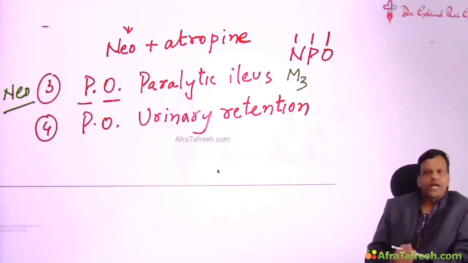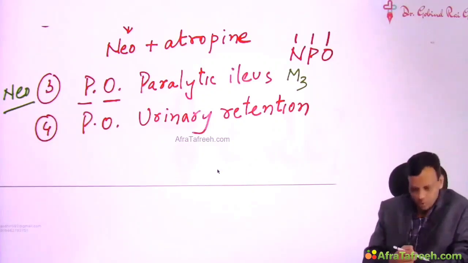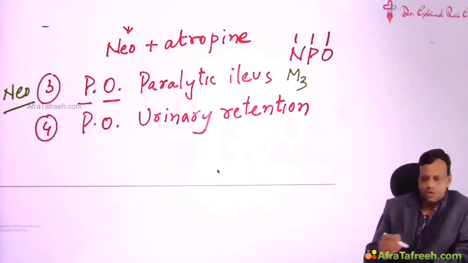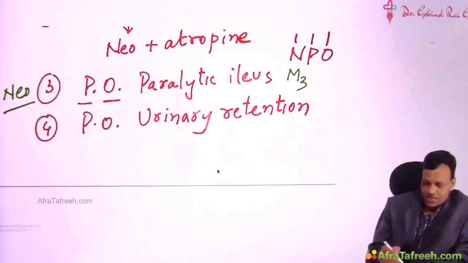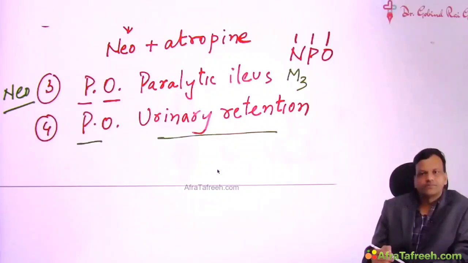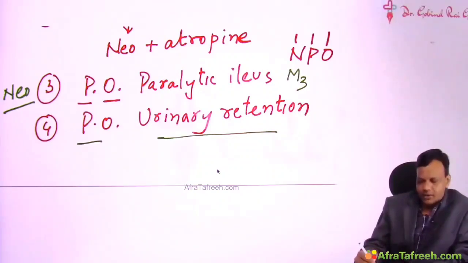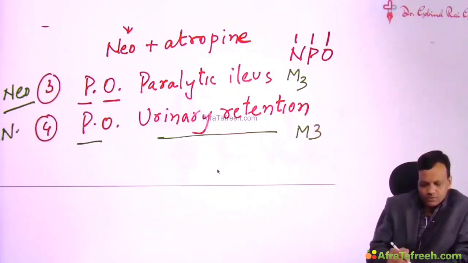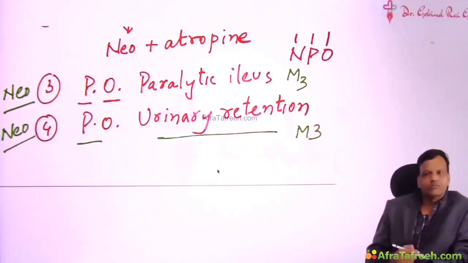The question is, will you like to add atropine? The answer is no, because if we add atropine, it will block M3, then neostigmine will become useless. So in post-operative paralytic ileus, we will use only neostigmine, not atropine. Same condition is post-operative urinary retention. If during the operation we touch the bladder, it will stop working. If we want to stimulate the bladder, it also contains M3 receptors. And for increasing M3 stimulation, we want acetylcholine. And for increasing acetylcholine, we can give neostigmine. Again without atropine, because if we give atropine, it will block M3, so it will become useless.